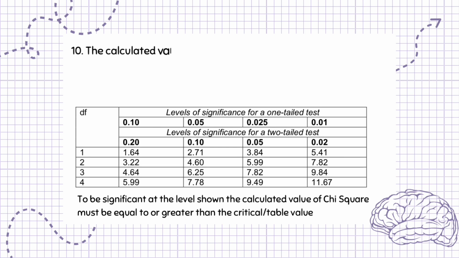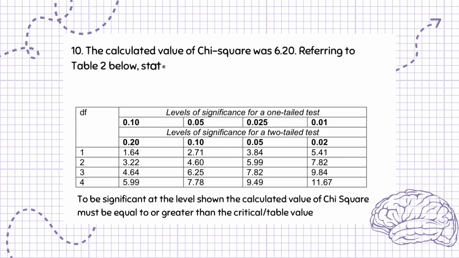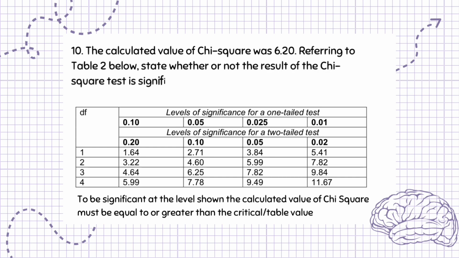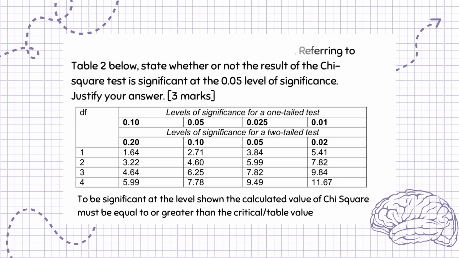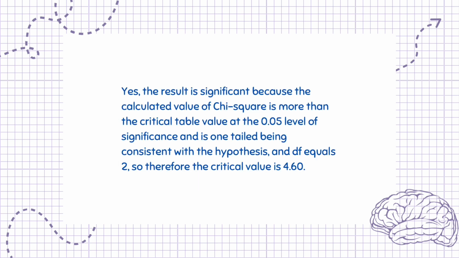Question 10. The calculated value of chi-square was 6.20. Referring to Table 2 below, state whether or not the result of the chi-square test is significant at the 0.05 level of significance. Justify your answer. 3 marks. Yes, the result is significant because the calculated value of chi-square is more than the critical table value at the 0.05 level of significance and is one-tailed, being consistent with the hypothesis, and df equals 2, so therefore the critical value is 4.60.